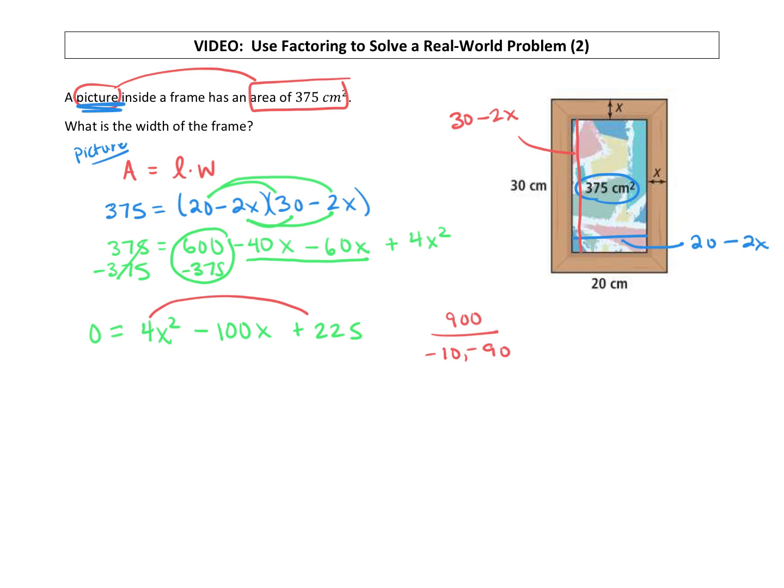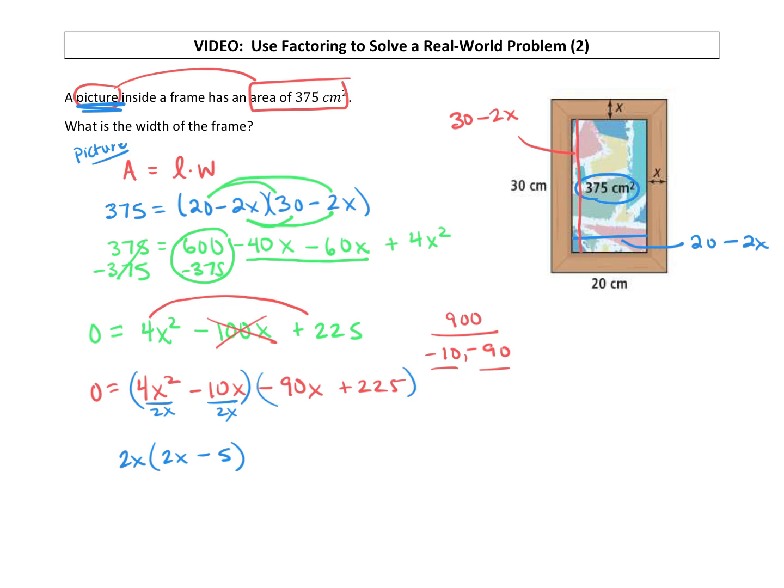Okay. So if you remember, factor by grouping, we carry down the first term, and we replace this negative 100x with these two factors that we found. We're going to say minus 10x minus 90x, and then we carry down that last term of plus 225. Now we do our grouping. We're going to group our first two terms, and we're just looking for a GCF. These two terms have a GCF of 2x. So if you factor a 2x out of both terms, that's going to leave you with 2x minus 5.